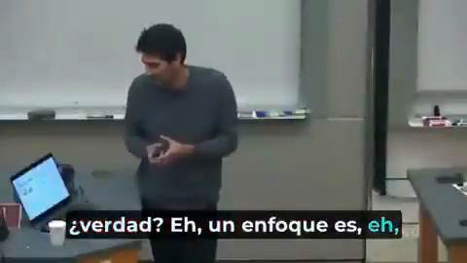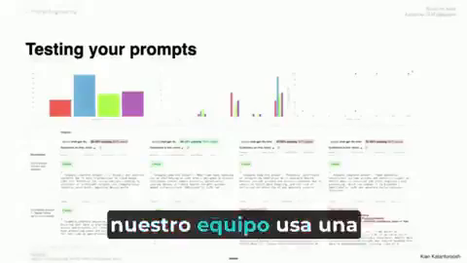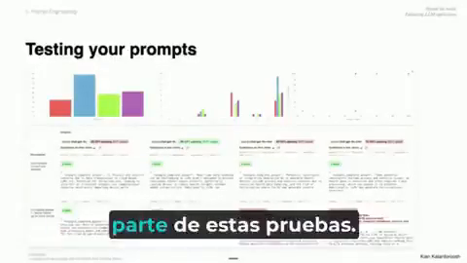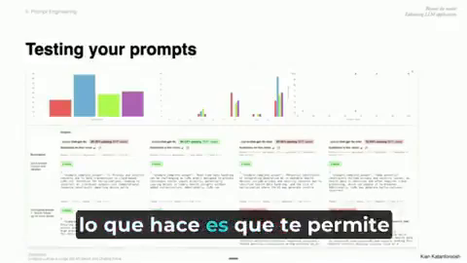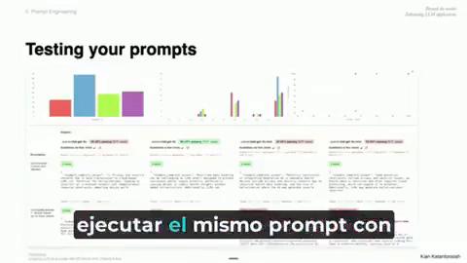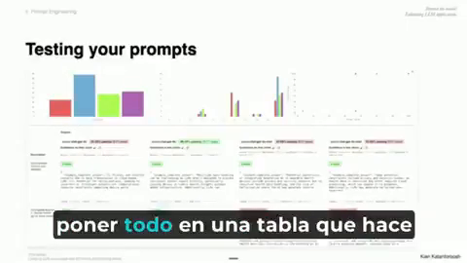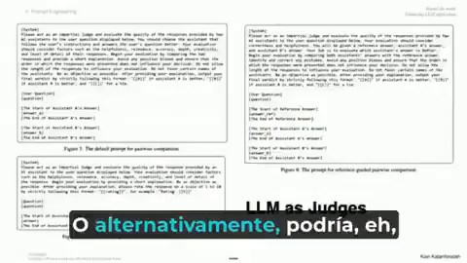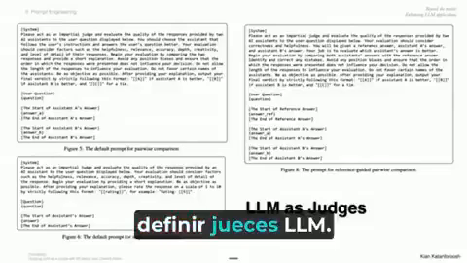One approach is to use platforms like, at Workera, our team uses a platform called Promptfoo that allows you to actually automate part of this testing. In a nutshell, what it does is it can allow you to run the same prompt with 5 different LLMs immediately, put everything in a table that makes it super easy for a human to grade, let's say. Or alternatively, it might allow you to define LLM judges.